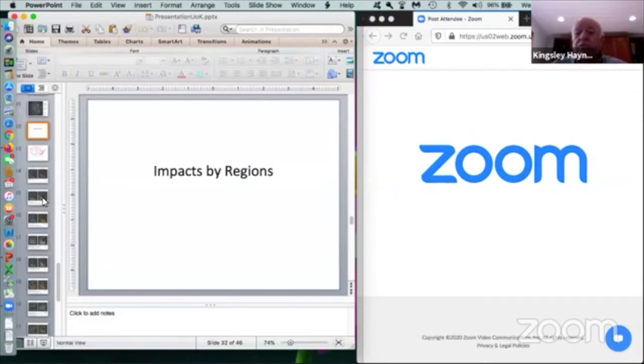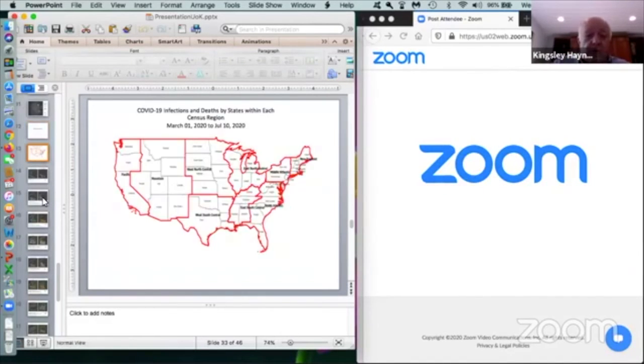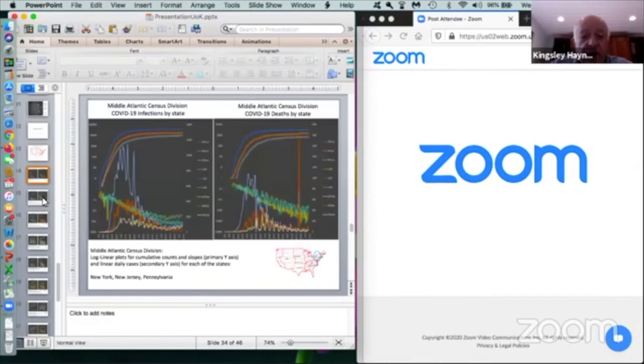But if people move around a lot, which they do in the United States, then these regions affect each other. So if we look at the states as a whole, we can see particular regions. Here are the north central states, the middle Atlantic. You can see the kinds of distributions that are occurring.